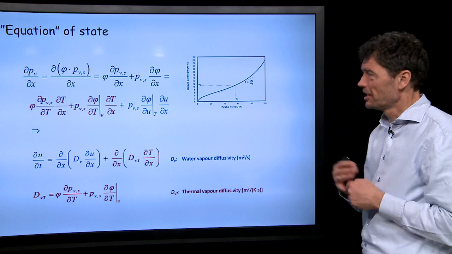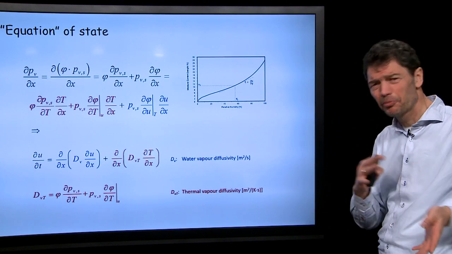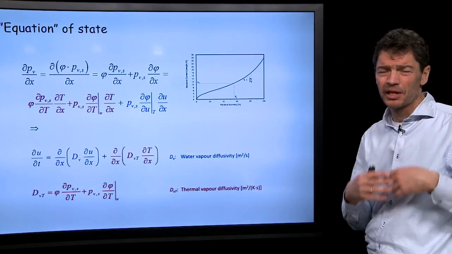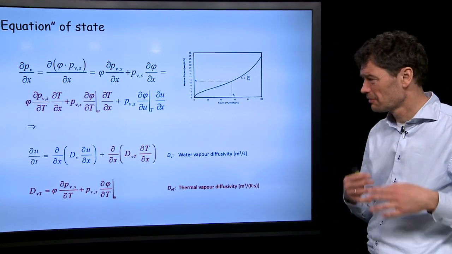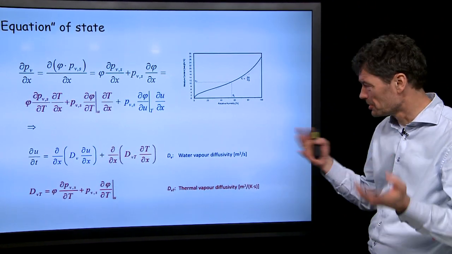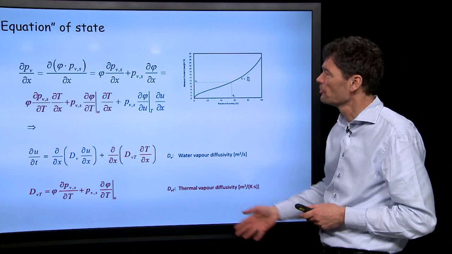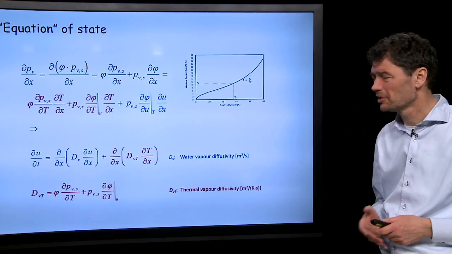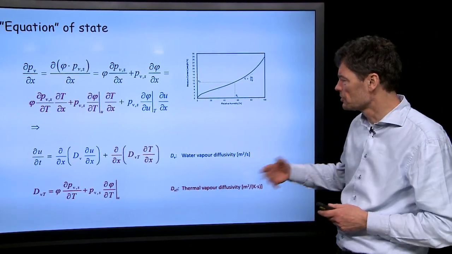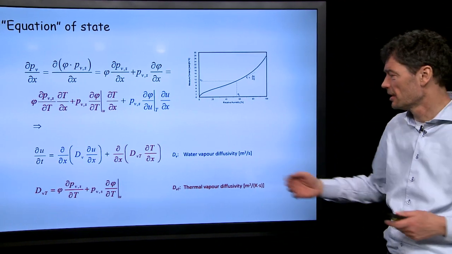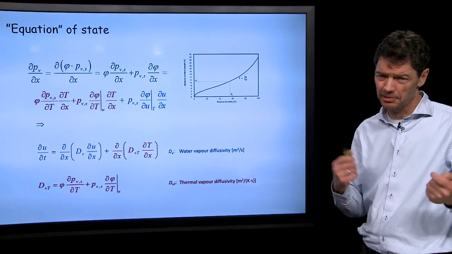So now we have set up a set of equations whereby we can calculate a coupled vapor and temperature flow in our material. And this was looking at the moisture flow and how we introduce water vapor diffusivity and the thermal vapor diffusivity, as I've explained to you.